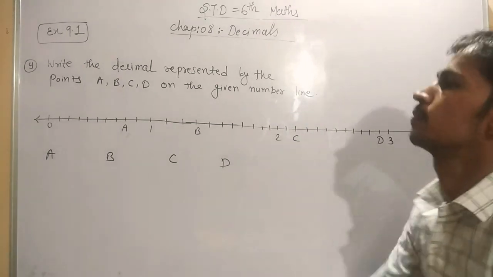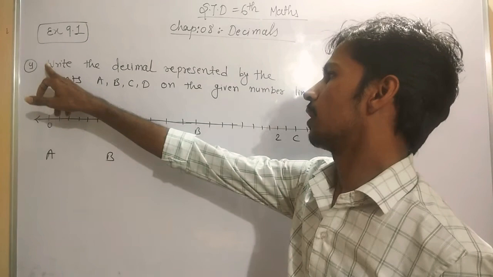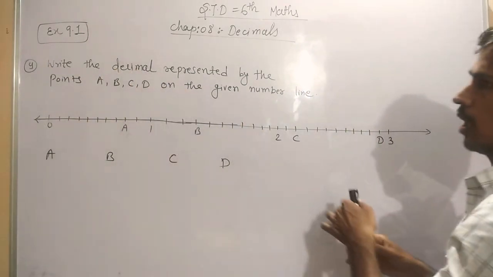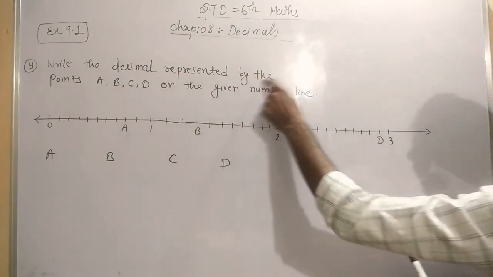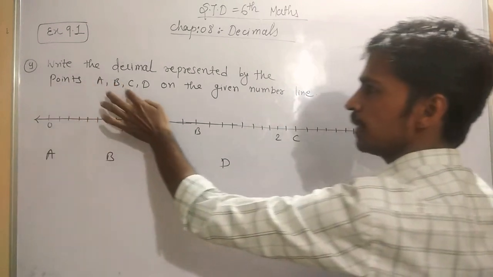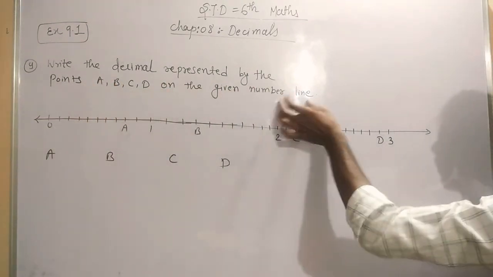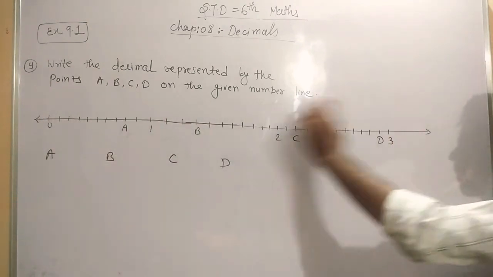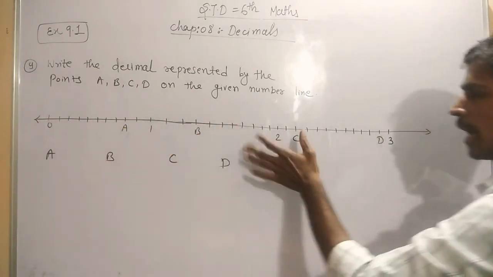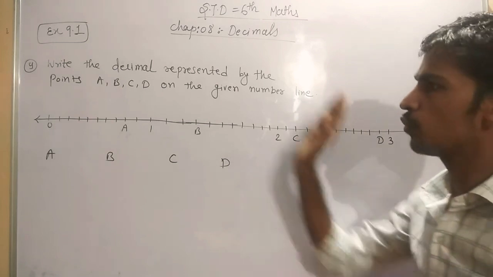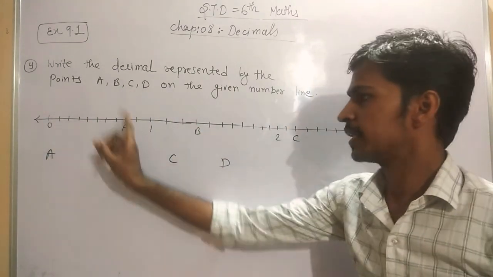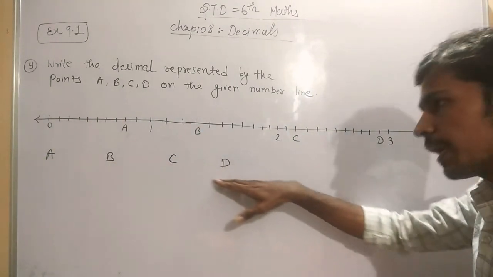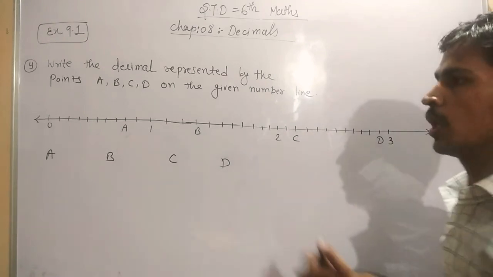Now students, question number 9. Write the decimal represented by the points A, B, C, D on the given number line. Students, on this number line, the points A, B, C, D are given. We have to find the decimal represented by these four points A, B, C, D.